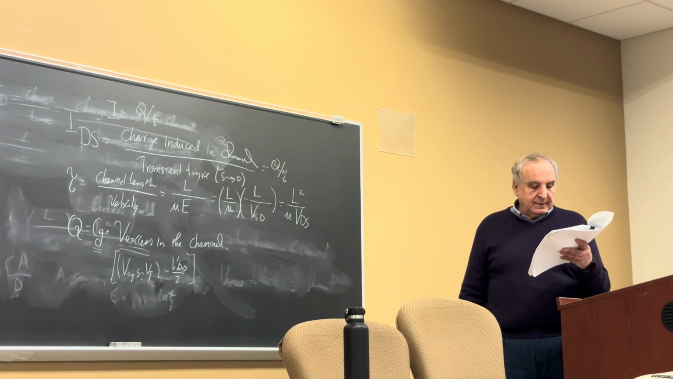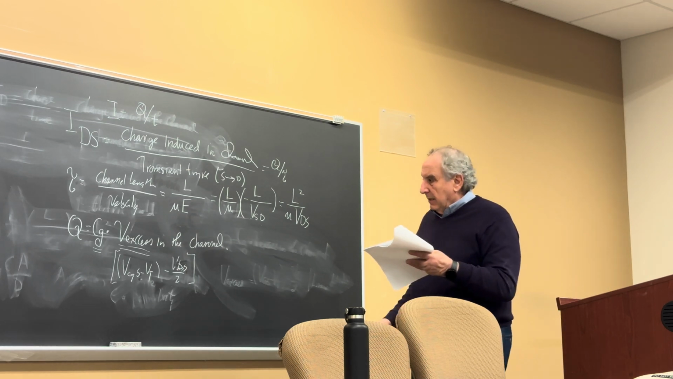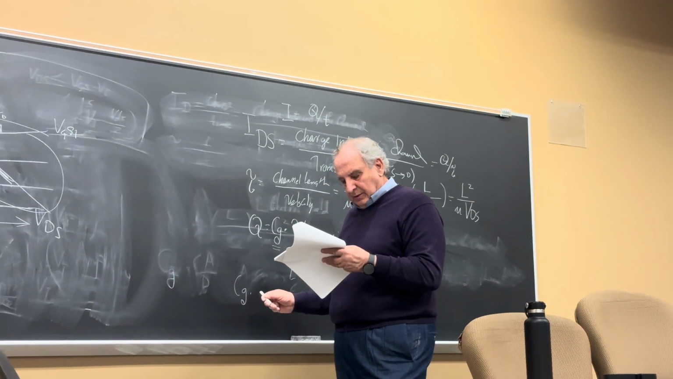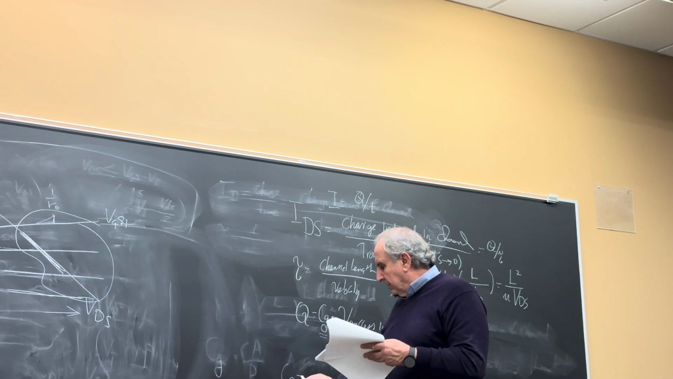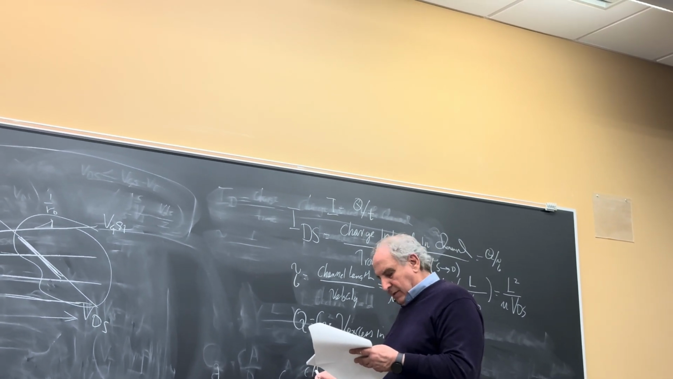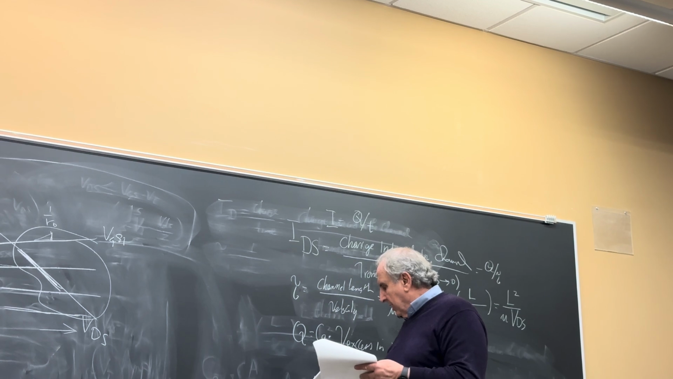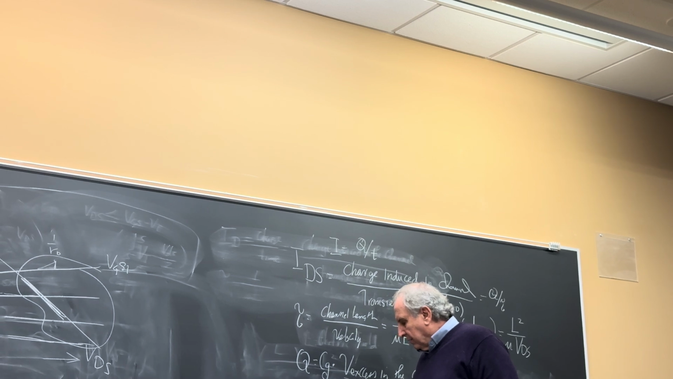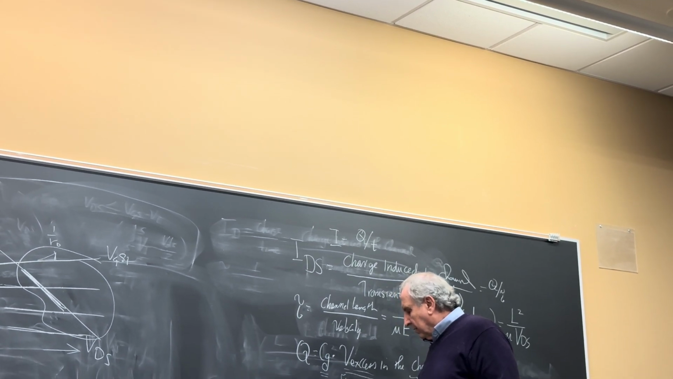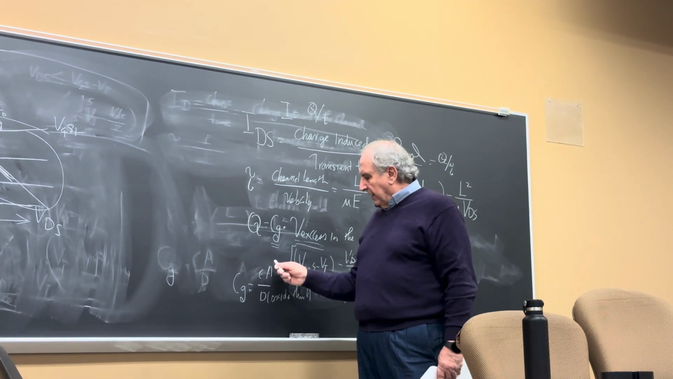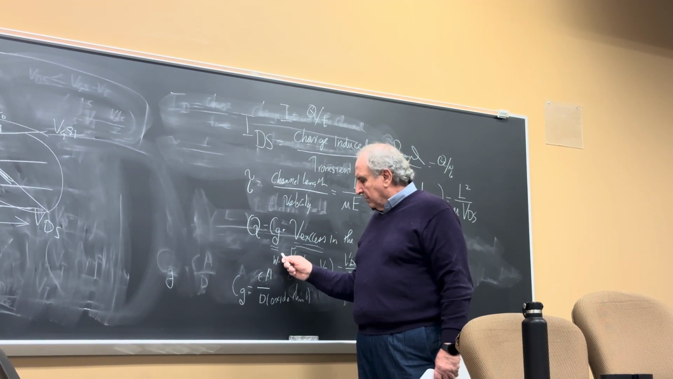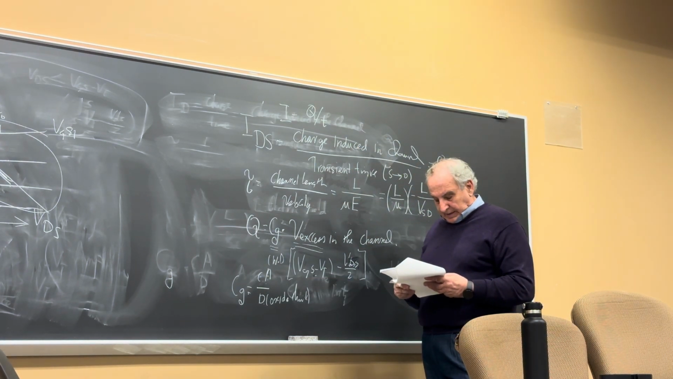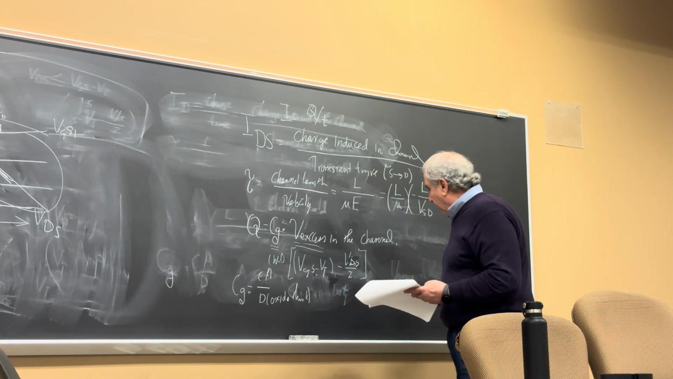So the gate capacitance, C gate, we know that is epsilon A over D, where D is the thickness of the oxide. But it's only these two dimensions that are affected: W times L. That's the area.